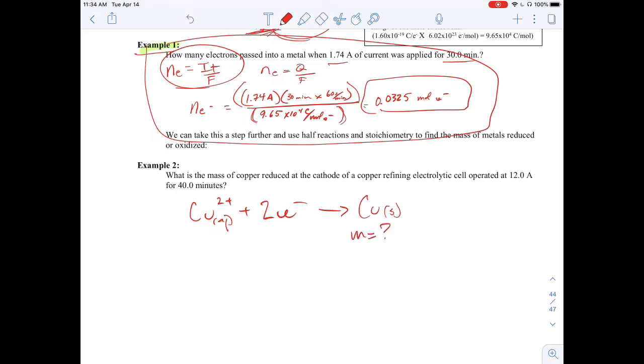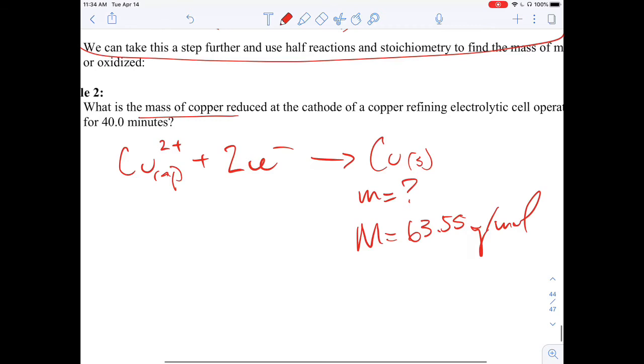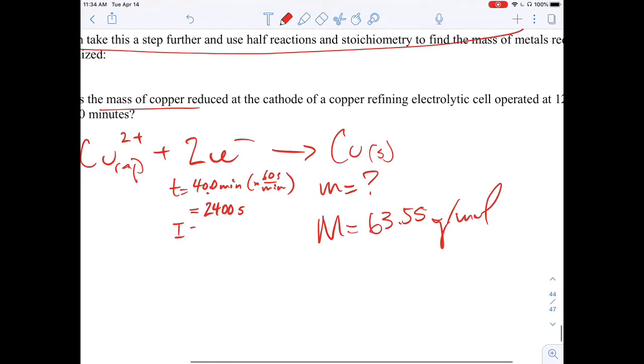Now we want to know the mass of copper, right? It says, what is the mass of copper? Well, the molar mass of copper is 63.55 grams per mole. And I know that the time here is 40.0 minutes. So I'm going to multiply that by 60 seconds per minute. So 40 times 60 is 2,400 seconds. And the current is 12.0 amps. So you can see that this is a pretty big current.